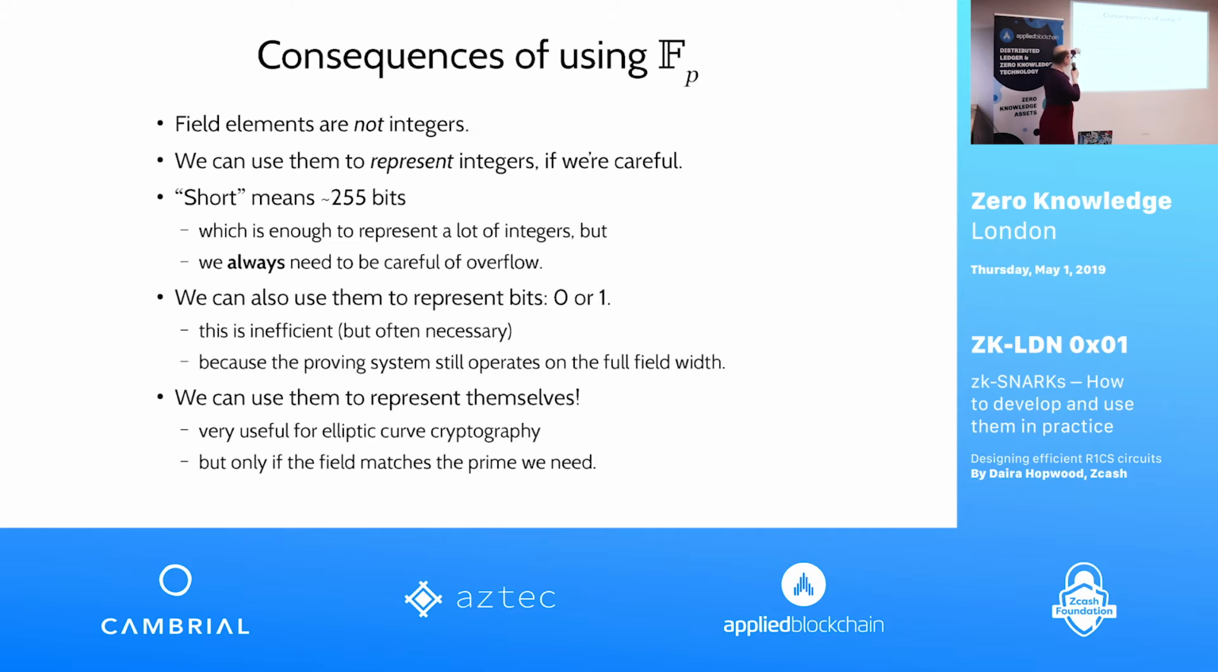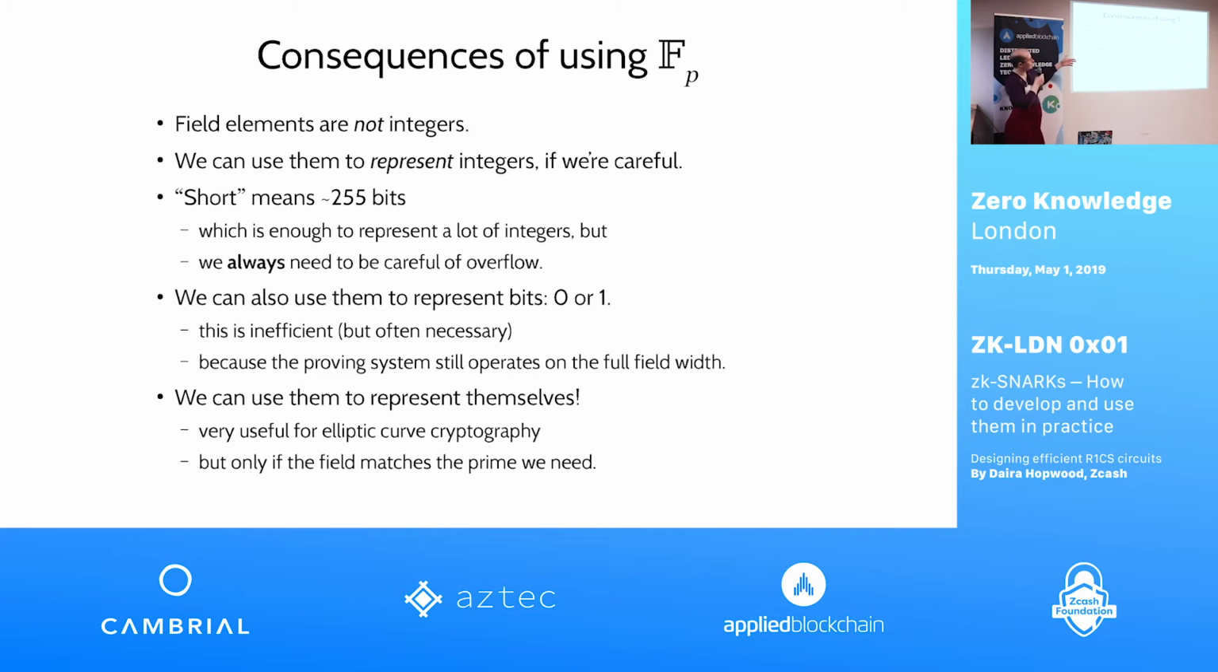About 255 bits. But that means that we have to be careful of overflow because remember, an attacker is choosing the inputs to your circuit quite often. So they can deliberately choose a value that is close to overflowing. You can use them to represent bits, so 0 or 1, but you're basically representing 1 bit using 255 bits. So that's quite inefficient, and you want to avoid it, but often you can't avoid it. And you can use them to just represent themselves, field objects.